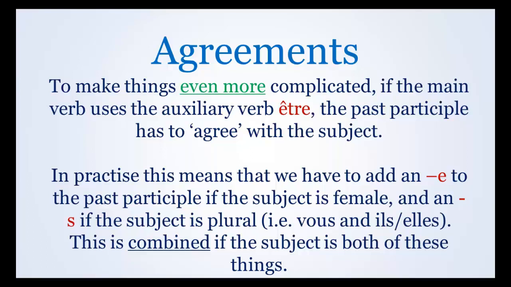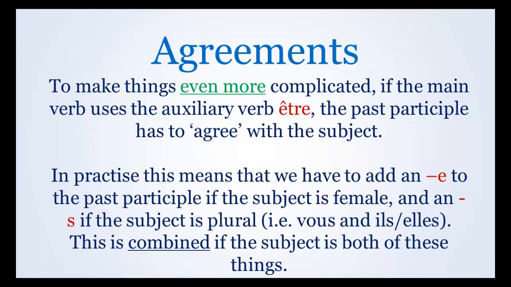After this one, agreements. So, to make things even more complicated, because it's complicated enough as it is, if the main verb uses the auxiliary verb etre, then the past participle has to agree with the subject. By agree, that means we have to add an e or an s. So let's have a look.